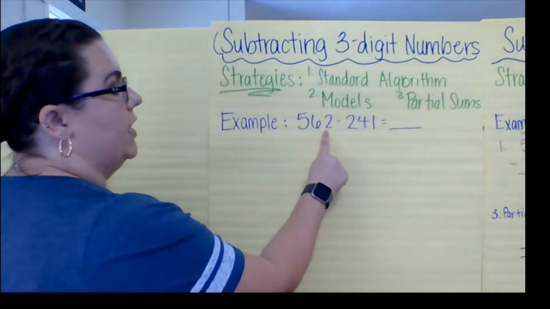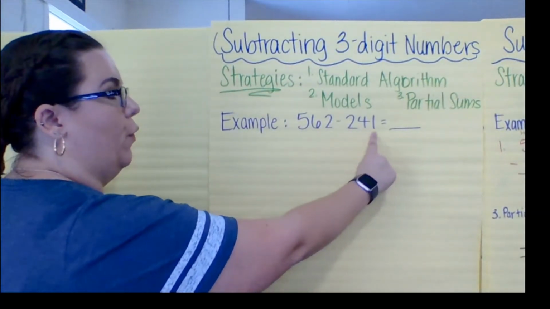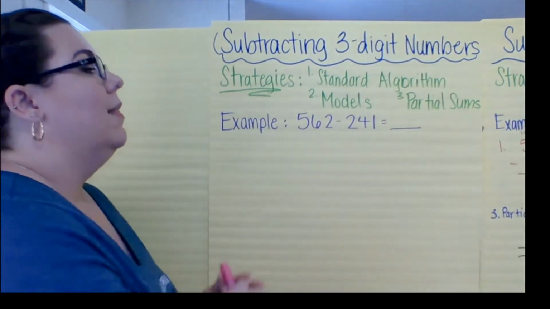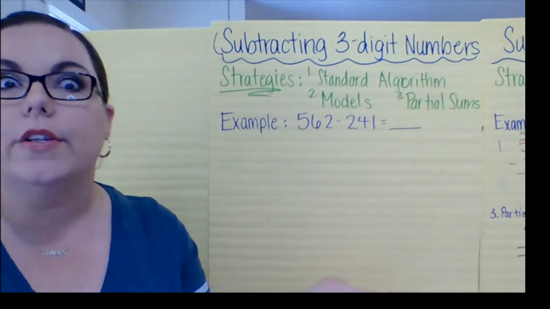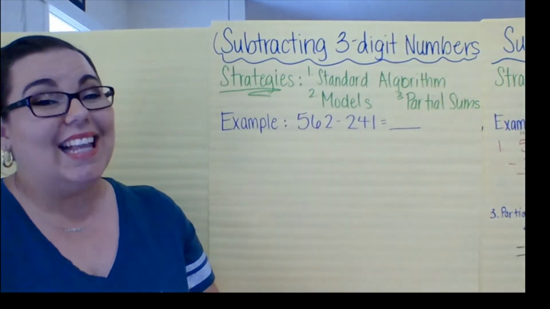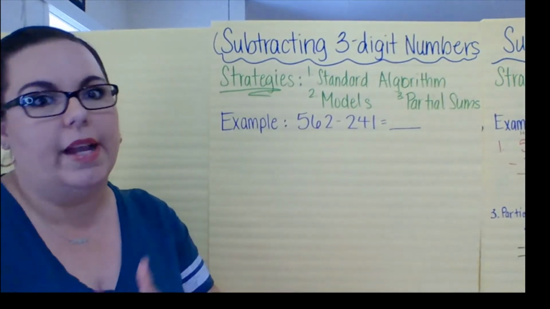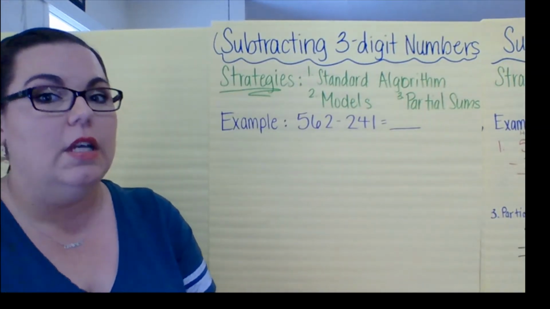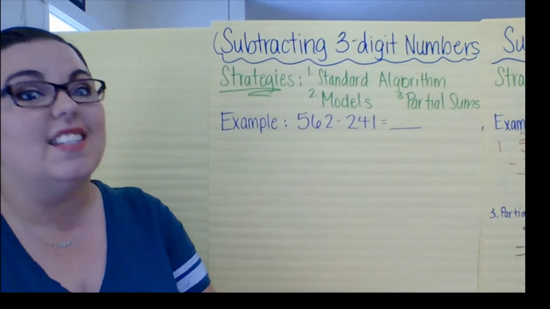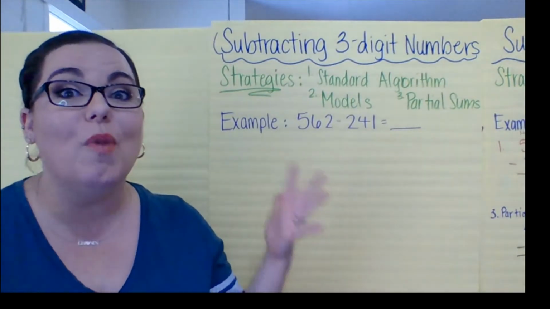So here we have our example problem. It says 562 minus 241 equals blank. This is called a number sentence, which we're very familiar with. We've seen them since kindergarten, right? But it's not like kindergarten when it's just 7 minus 4. It's not like first grade when it's 10 minus 5. This is second grade, guys. This is the end of second grade. We are almost third graders.